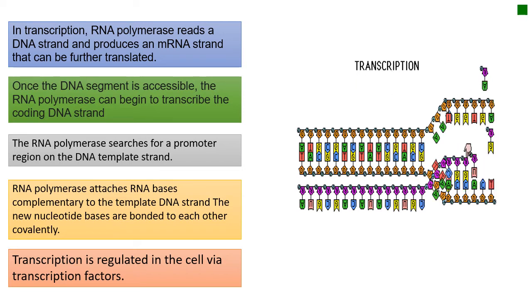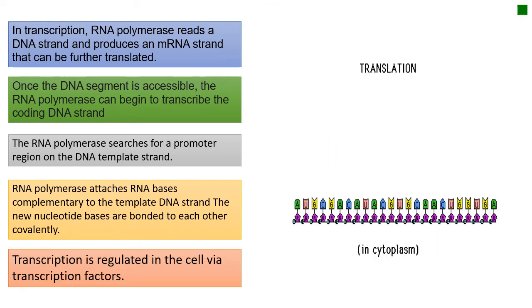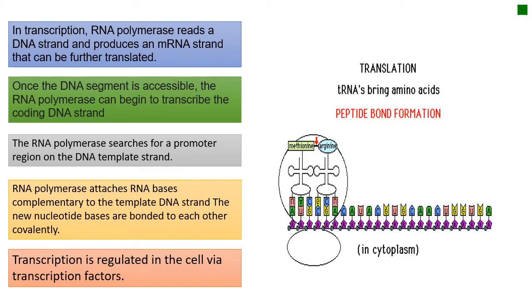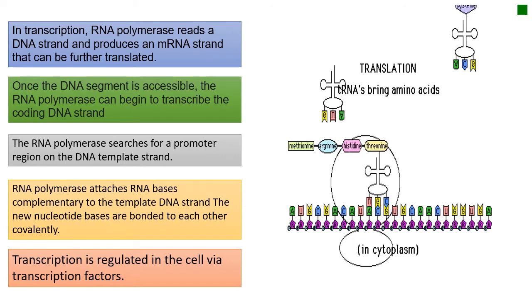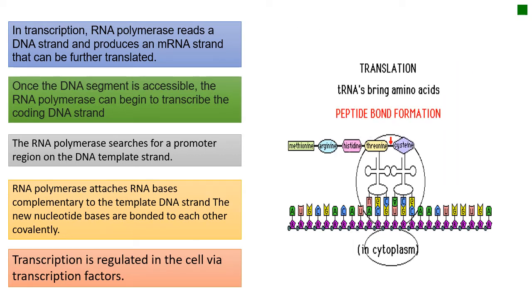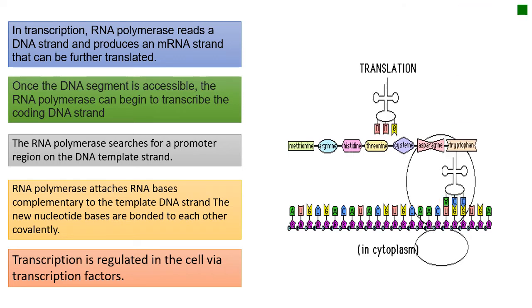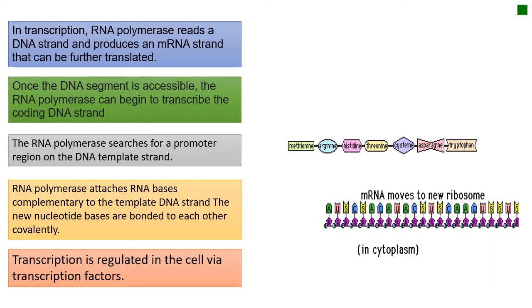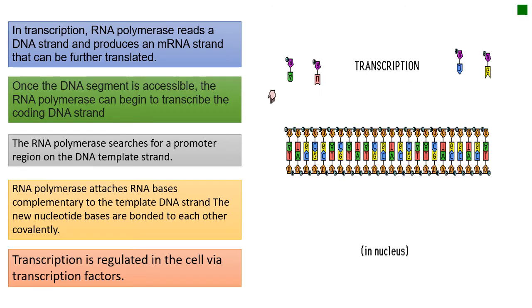The RNA polymerase attaches RNA bases complementary to the template DNA strand, but instead of thymine, uracil will be used. The new nucleotide bases are bonded to each other covalently. The new bases eventually dissociate from the DNA bases but stay linked to each other, forming a new mRNA strand. This mRNA strand is synthesized in the 5' to 3' direction. Once the RNA polymerase reaches a terminator sequence, it dissociates from the DNA template strand and terminates the mRNA sequence as well.